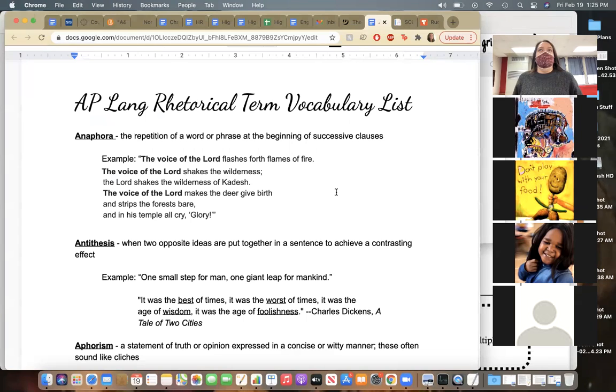In fact, my brother-in-law used this technique in his wedding vows to my sister. And afterwards I was like, did you know that you were doing anaphora? He was like, no, you're a nerd. I don't know what that means. But he did it, and it was really effective and lovely.